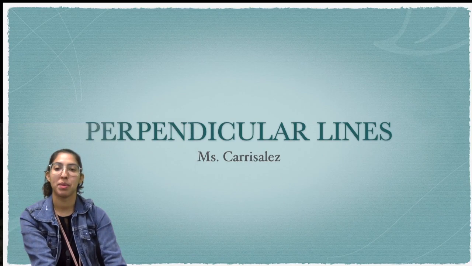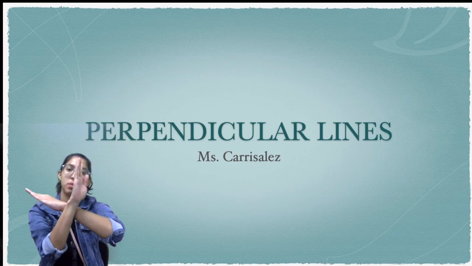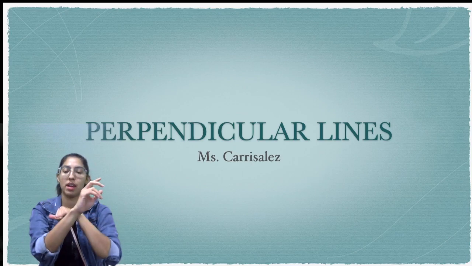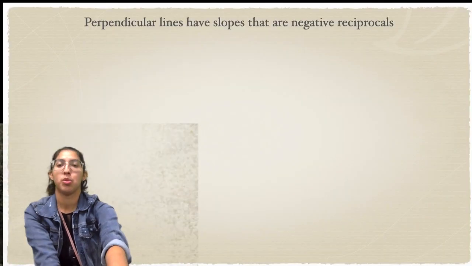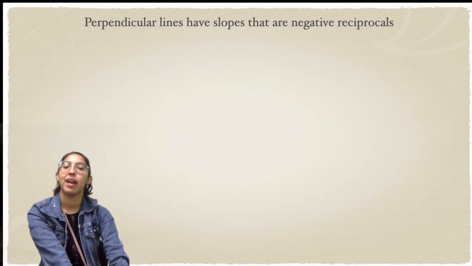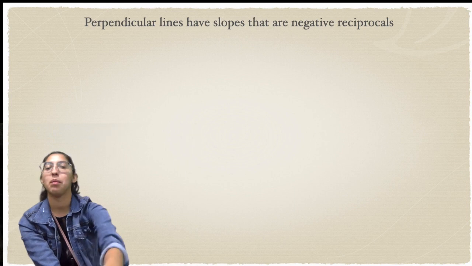We are going to look at perpendicular lines. This is where we have crossing lines that make a 90-degree angle. Okay? So perpendicular lines have slopes that are negative reciprocals. So what does that mean?